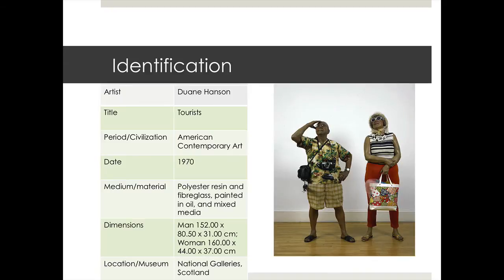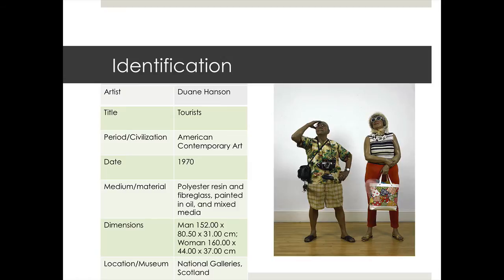So this is a work. The identification label is: the artist is Dwayne Hansen. The title of the work is Tourists. The period or civilization, he's an American contemporary artist, and the date is 1970. The medium or material, this is a work of sculpture, and the material is what it's made of, polyester resin.